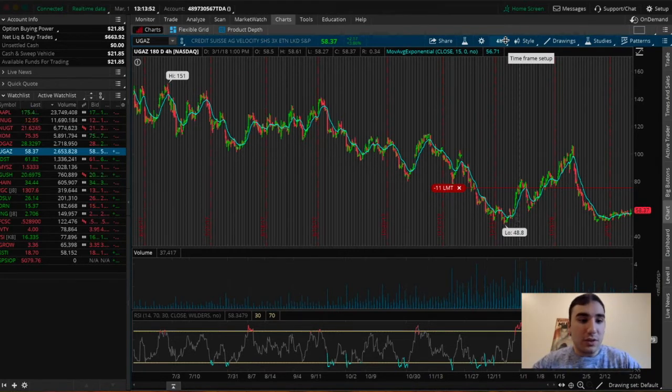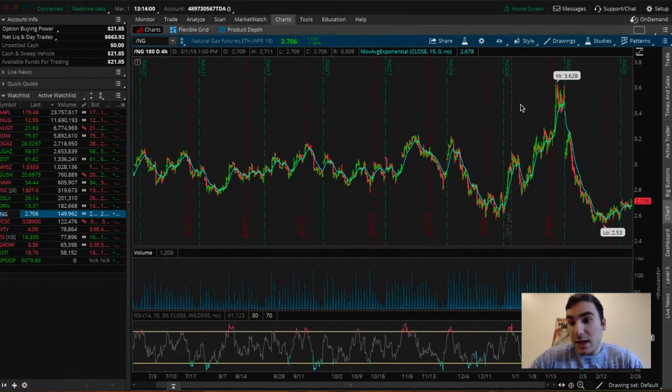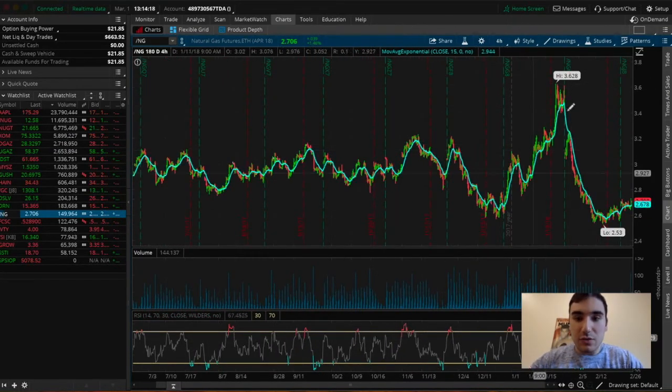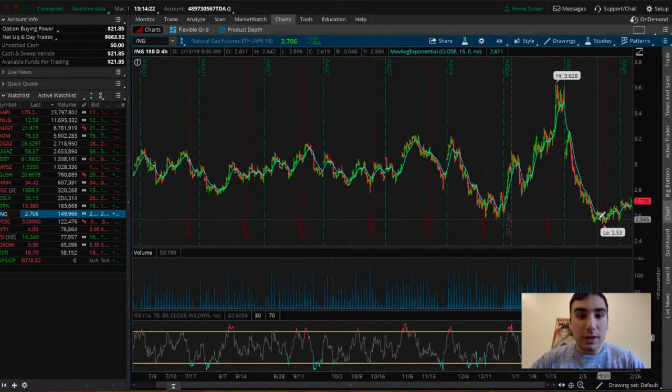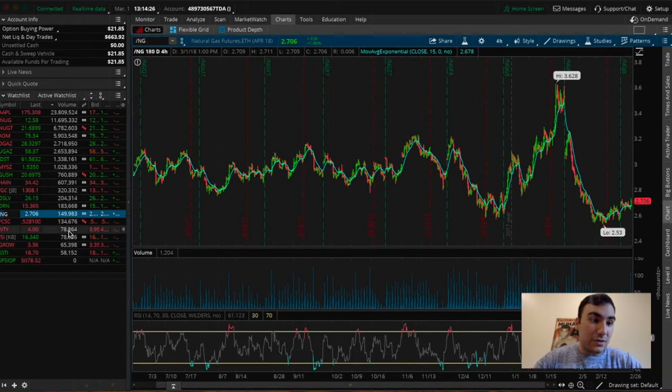For those of you that are new, UGAZ is actually an ETF. It's a natural gas-based ETF, and it trades based on natural gas, obviously. Whenever natural gas does well, UGAZ does well as well, and whenever natural gas does poorly, UGAZ goes down in price. So UGAZ is an inverse of DGAZ, right? Personally, I think UGAZ offers great potential right now as a swing trade and as a day trade. But I want to show you guys how I day traded it today.